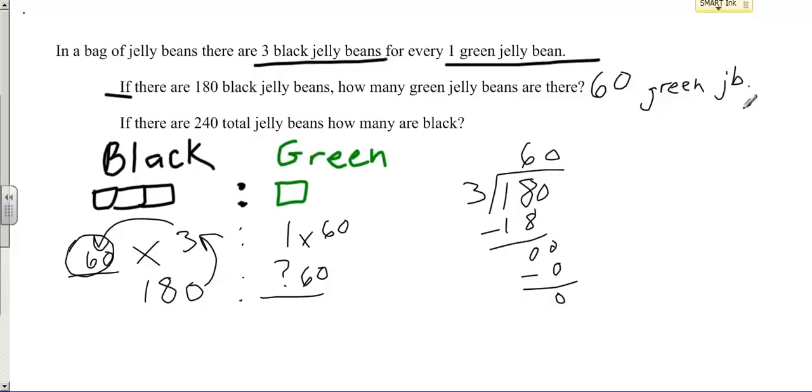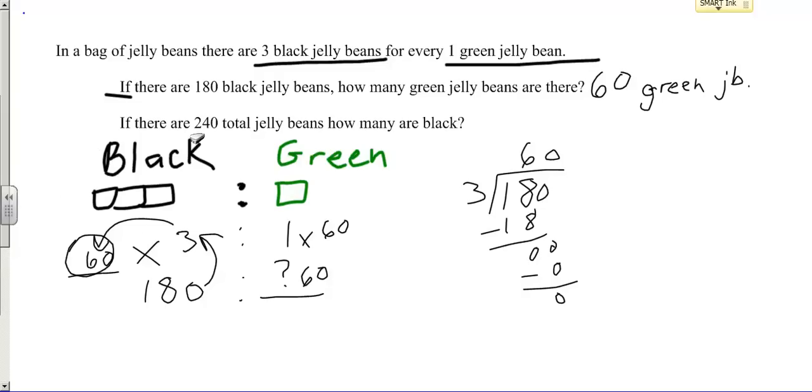We'll put JB for jelly bean. I'm running out of space there. 60 green jelly beans. Let me fix that. That looks better. Now, this question doesn't stop there. It asks another question. If there are 240 total jelly beans, how many are black? Interesting.